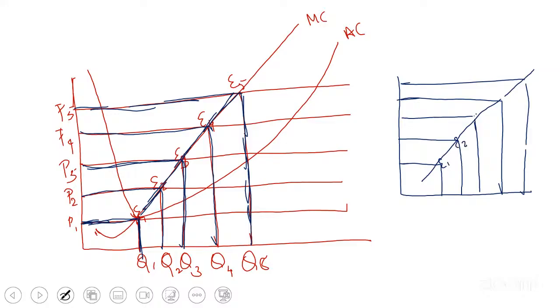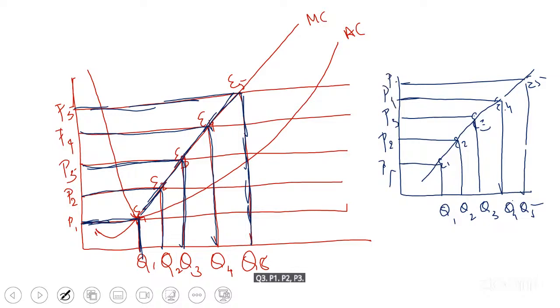E1, E2, E3, E4, E5. Q1, Q2, Q3, Q4, Q5. P1, P2, P3, P4, P5. When you look at this diagram, what comes to your mind? Any other concept that comes to your mind? Supply curve. Very good. Is it not a supply curve?